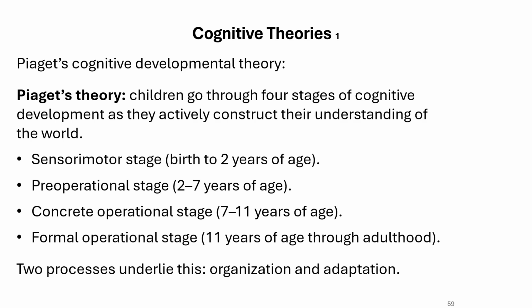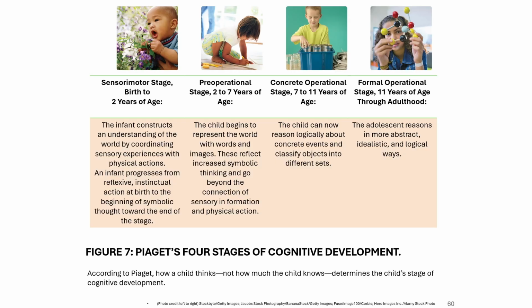So the sensory motor stage is birth to 2 years of age. The pre-operational stage is 2 to 7. Concrete operational is 7 to 11, and formal operational is 11 years through adulthood. So 2 processes underlie this kind of theory: organization and adaptation. So here we can look at a little bit more detail of these stages.